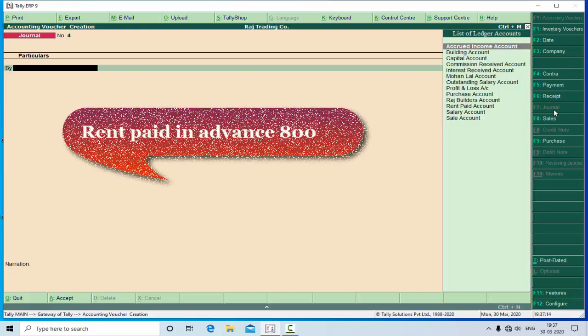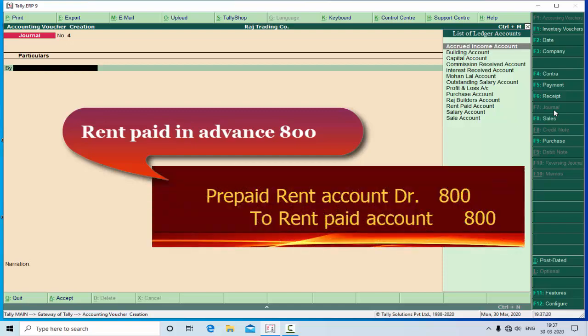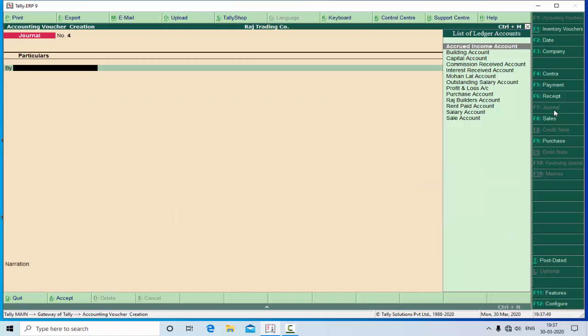And next entry is rent bill paid in advance, 800. This is another entry, meaning expenses paid in advance. Any expense of the business can be paid in advance, and the entry will be: prepaid expense will be debited. Any expense which is paid in advance, maybe rent, maybe salary, or any other expense, debit the prepaid expense. If rent, prepaid rent. If salary, prepaid salary, and credit the expense account. So credit the rent account.